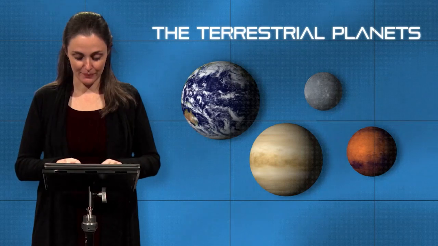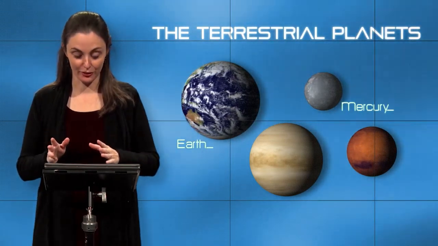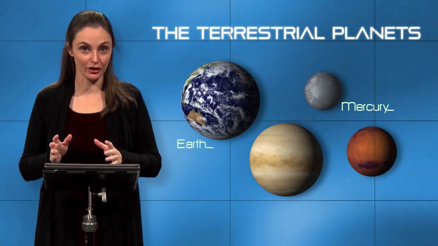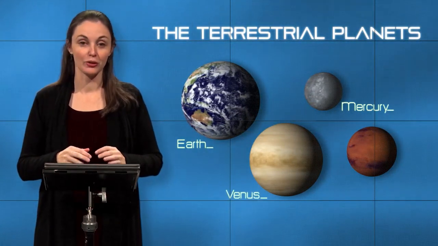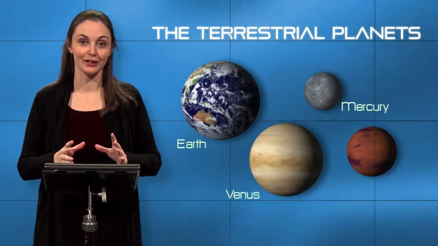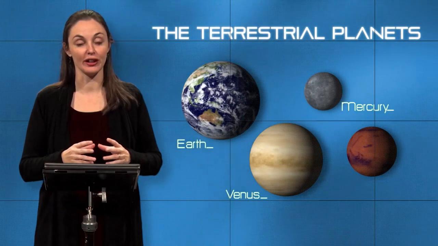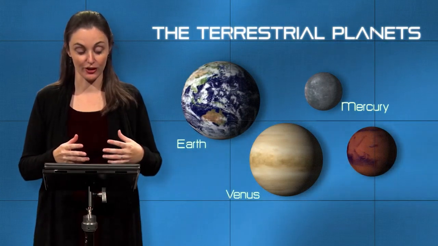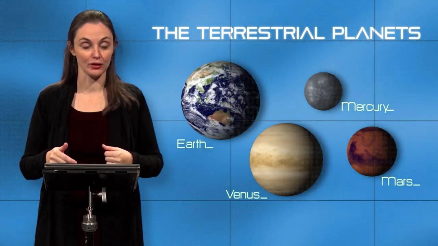So in this next slide, you can see Earth, Mercury, the one next to it, the very, very small, very cratered planet. The lower left is Venus, the one that, unless you're looking at it under a very different wavelength of light, all you can really detect are the clouds, but you can already see it's roughly the same size as Earth. And then finally Mars, at about half the size of Earth.